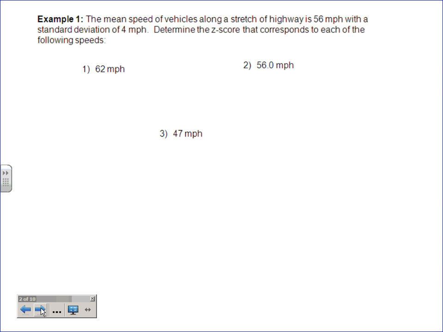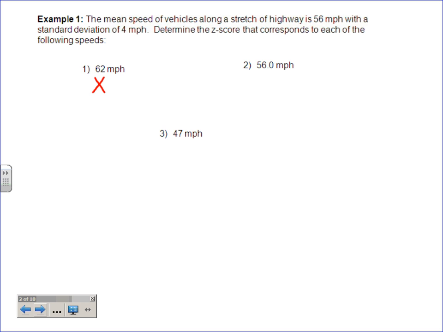So it's very possible that somebody could be going 60 miles an hour, correct? Why is that very possible? Because how many standard deviations away is that? It's only 1, right? The one to the right. And it's very possible somebody could be going 52, because that's only 1 to the left. And so we're going to determine the z-score that corresponds to each of those speeds. This is the speed I want to know about, so that's x. That's the number I want to find out. What's the z-score for that number?